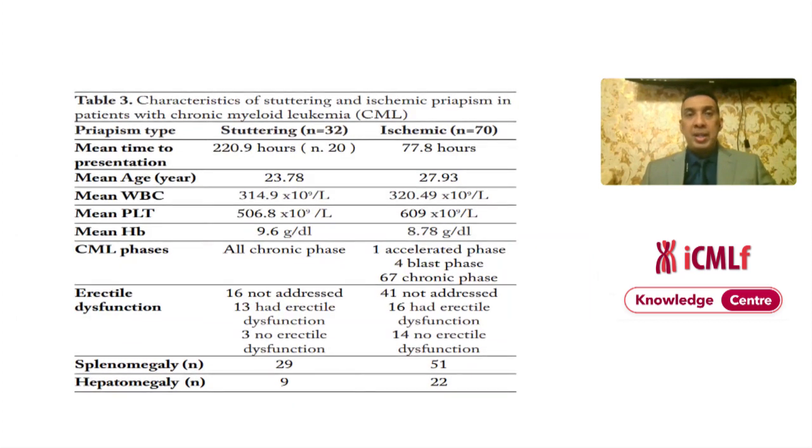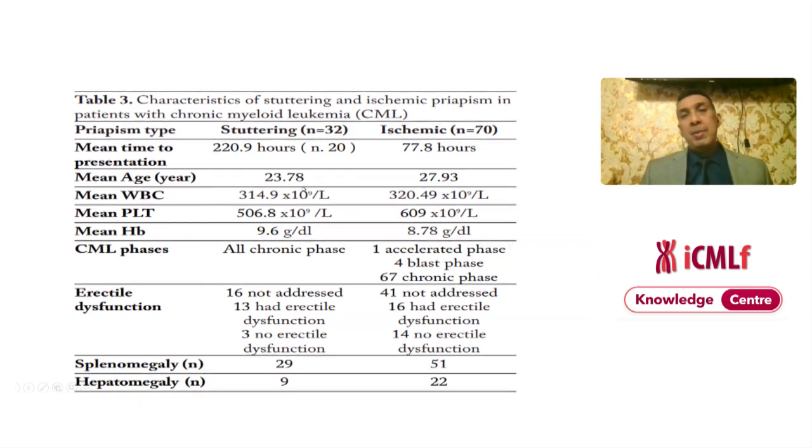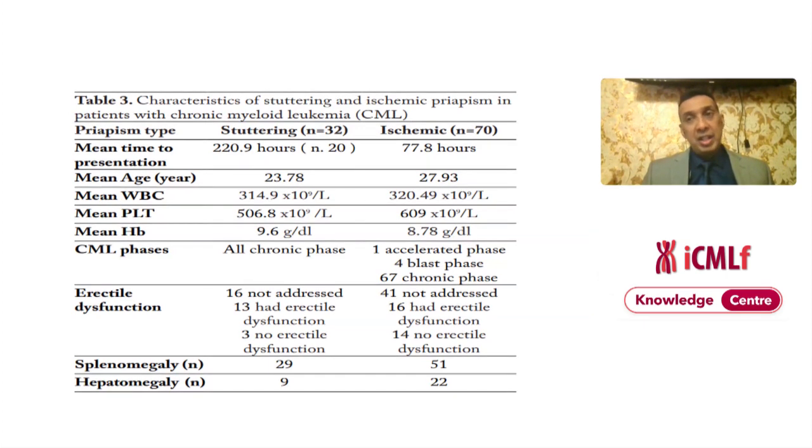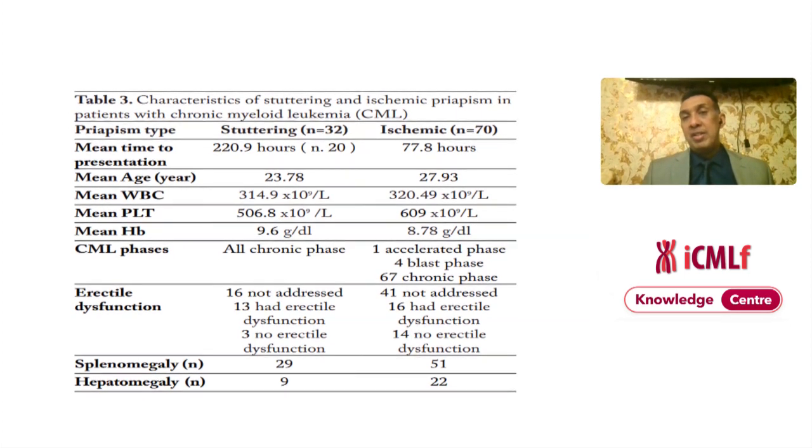So this table is showing the characteristics and types of priapism which we have identified in this systematic review. We were able to find up to 102 cases of chronic myeloid leukemia reported with priapism. 32 of these cases were stuttering priapism, while 70 were ischemic. So it's very obvious that ischemic priapism is the predominant type in patients with chronic myeloid leukemia. And as illustrated, the mean age of those patients is quite young. It's almost 24 years versus 28 years for stuttering versus ischemic.